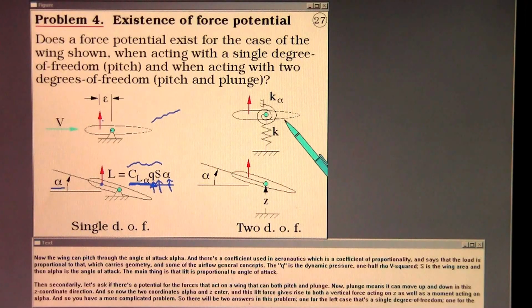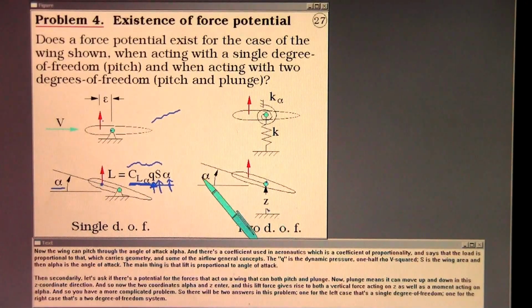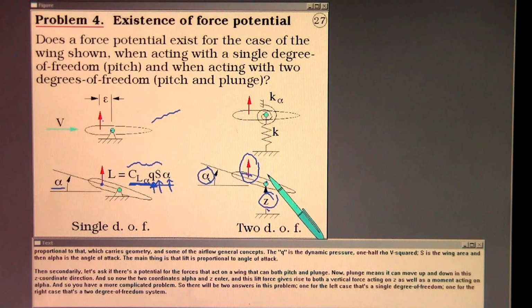Secondarily, let's ask if there's a potential for the forces that act on a wing that can both pitch and plunge. Now, plunge means it can move up and down in this z coordinate direction. And so now the two coordinates alpha and z enter, and this lift force gives rise to both a vertical force acting on z as well as a moment acting on alpha. And so you have a more complicated problem.